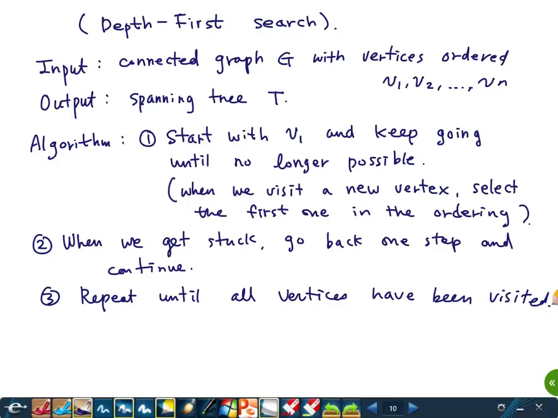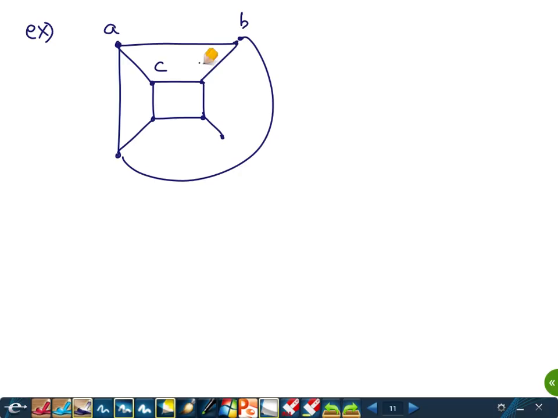So the idea is just go as far as possible. Once you get stuck, go back one step and then continue. Simple algorithm, right? Let's see an example with depth first search. I'm drawing the same graph, A, B, C, D, E, F, G, H, with the same ordering, A, B, C, D, E, F, G, H. Now, we want to find the spanning tree obtained by the depth first search.